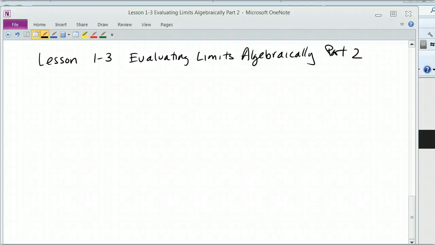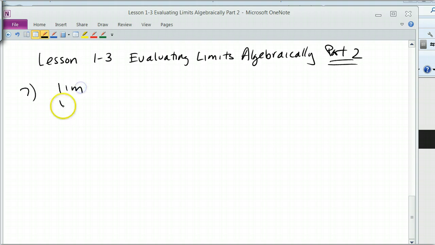Continuing on with this lesson, this is Evaluating Limits Algebraically, Part 2. In Part 1, we saw how simple it is to evaluate a limit if you can use direct substitution. There's no problems with the graph. There's no deleted points, no asymptotes, etc. Now we're going to see when it's a little harder to evaluate algebraically, but with algebra, it makes the task quite simple. So continuing on, let's see, we're at number 7.